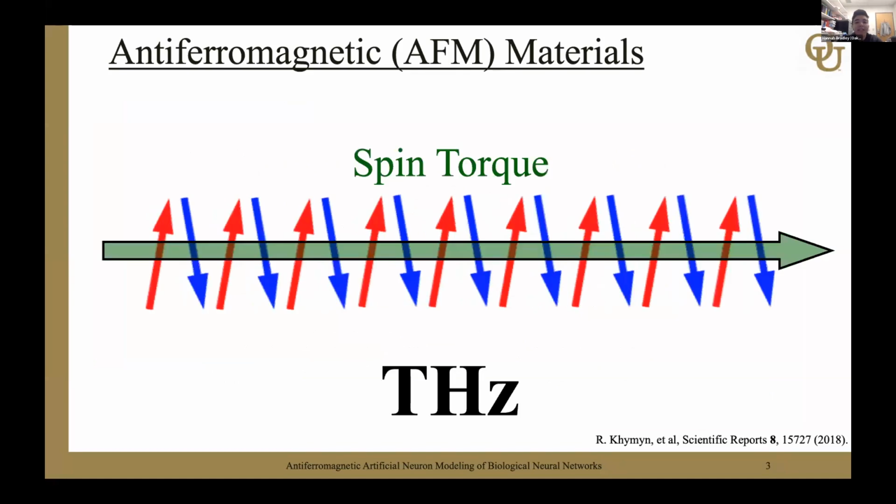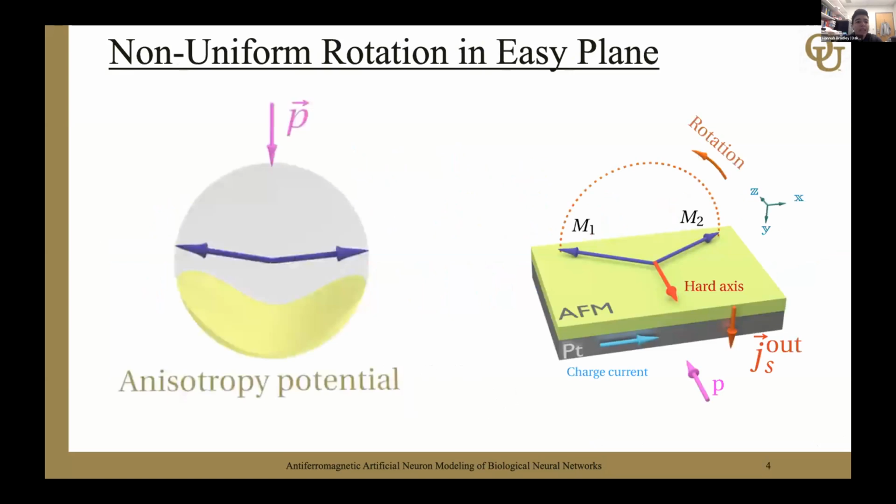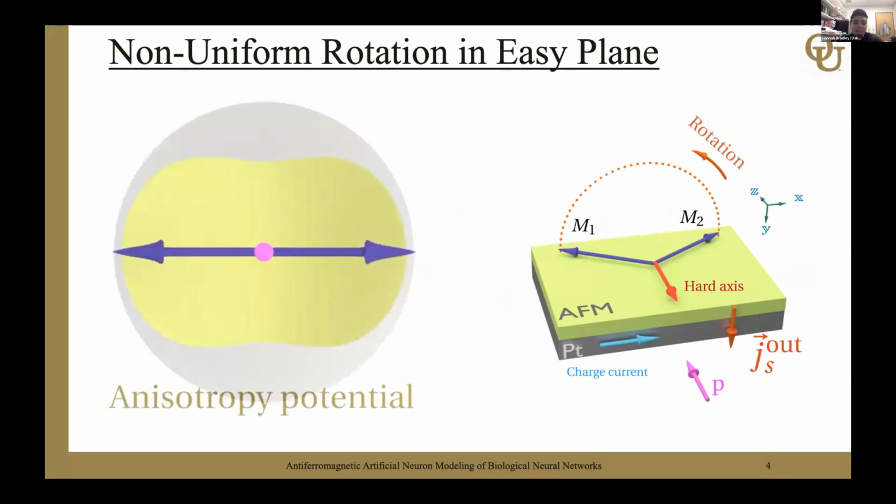These frequencies can be excited by a spin current applying torque to the magnetic sublattices of the AFM. The exchange energy between the sublattices changes, which allows for these terahertz frequencies. The spin current acts on both magnetic sublattices, causing them to rotate. But by using biaxial anisotropy AFM, the rotation is not uniform in time.